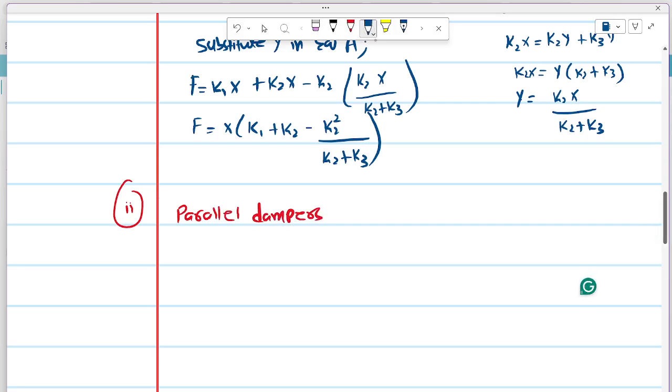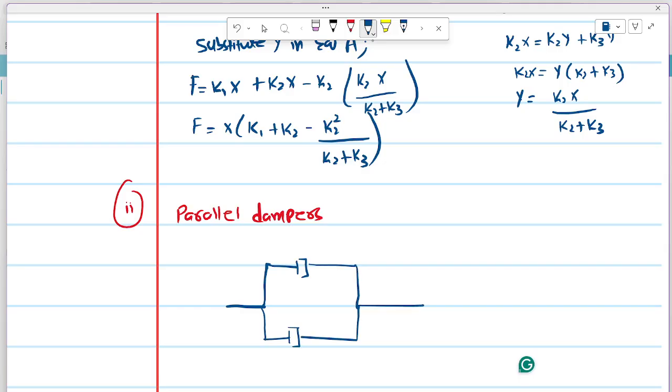So let's say you have a damper like this, and a second damper like this, and let's call them the B1 coefficient and B2, the damping coefficients we have.